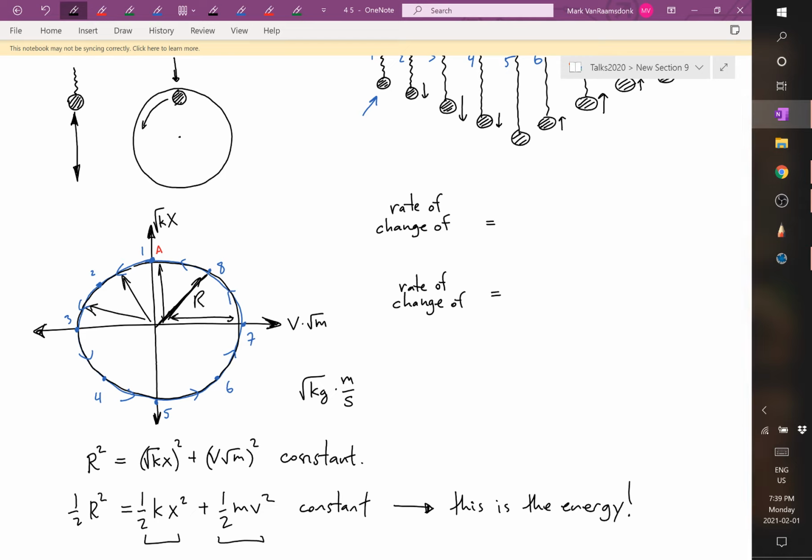Okay, so if you believe that the motion corresponds to going around on this circle at a uniform rate, then it follows immediately that there's this quantity that's conserved, and if you believe that this is the energy, then you learn that the kinetic energy must be some multiple of mv squared, and the potential energy is some multiple of kx squared. And this factor of a half is just our choice for what we usually call the energy.